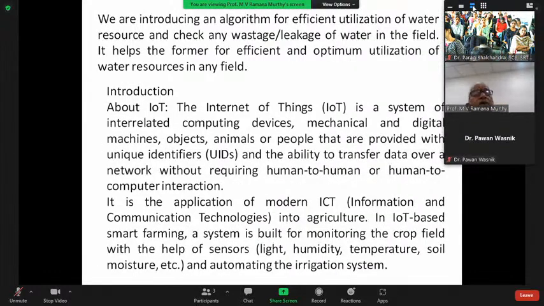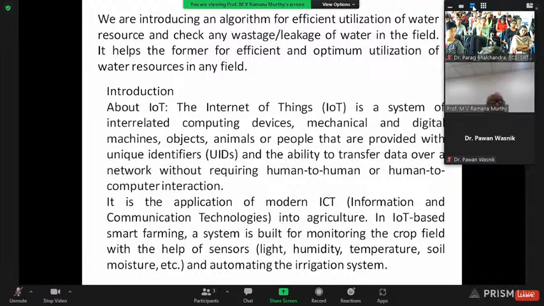So for water resources, wastage and leakage of water in the field can also be accounted for. It also helps the farmer with efficient, optimal utilization of water resources. And how it can work, we'll show that. See this, how it can work.